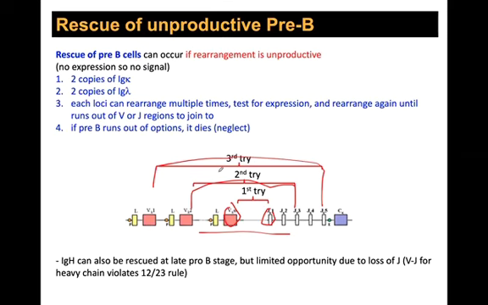Okay, so the heavy chain you can rescue at the pro-B stage, but there's not as many options because you have to have a D and a J and a V. And so you sort of run out of options much quicker for the heavy chain. For the light chain, you have a lot more options. If you run out of options for either of them, that cell just dies.